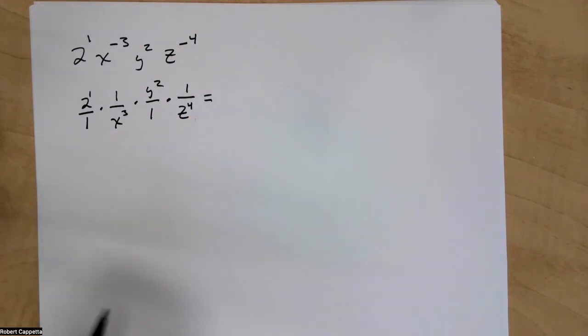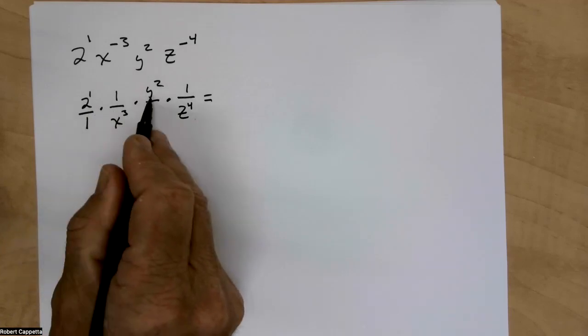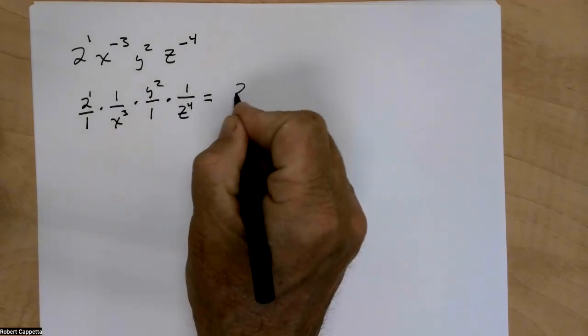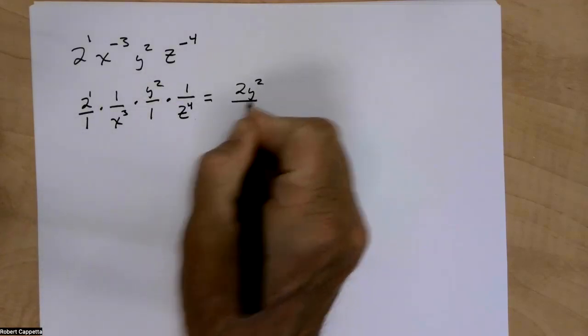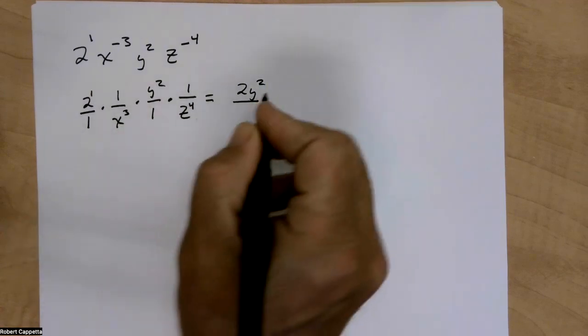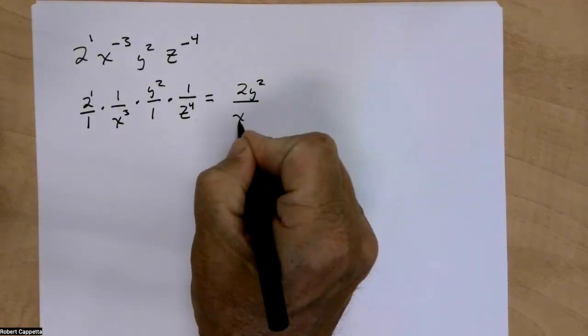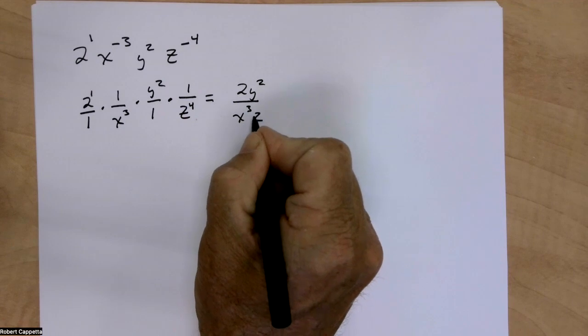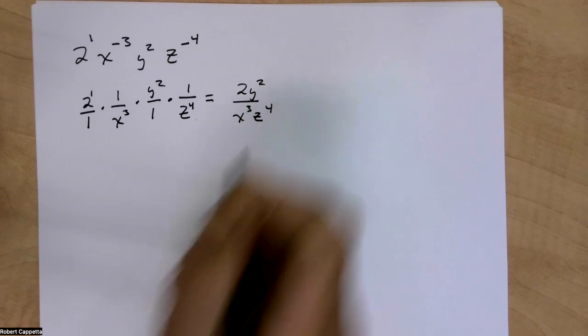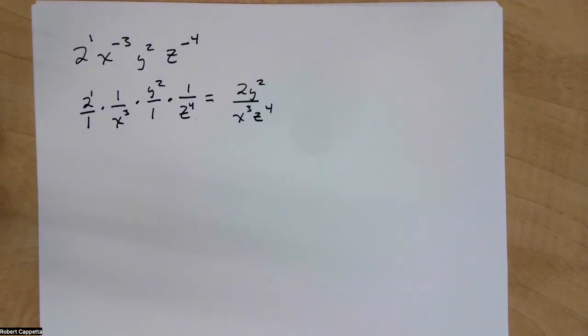Then we multiply across the numerator, across the top, and multiply across the denominator. 2 times 1 times y squared times 1 gives 2y squared on top. 1 times x cubed times 1 times z to the 4th gives x cubed z to the 4th on the bottom. So rewriting that without any negative exponents, thinking about how they're behaving, and then simplifying the fraction accordingly is a fairly standard question that we'll look at.